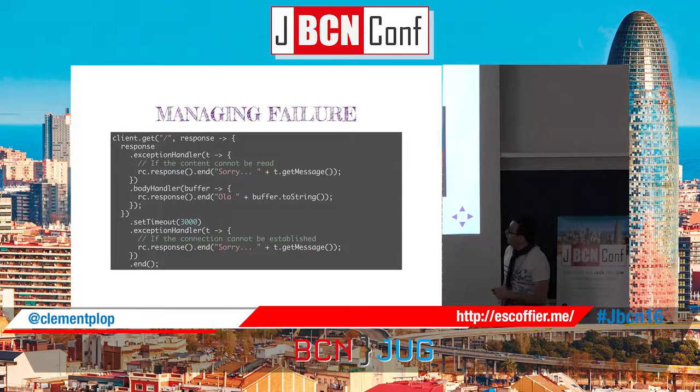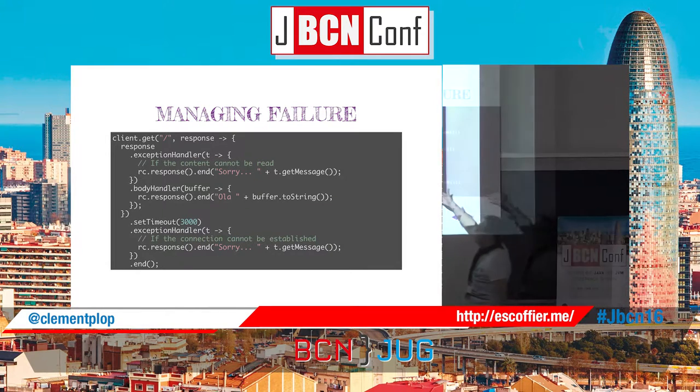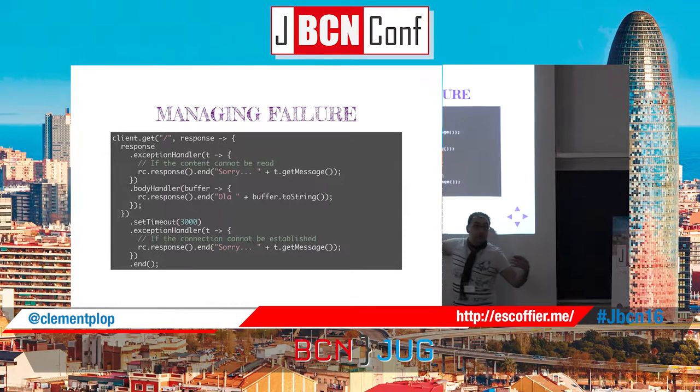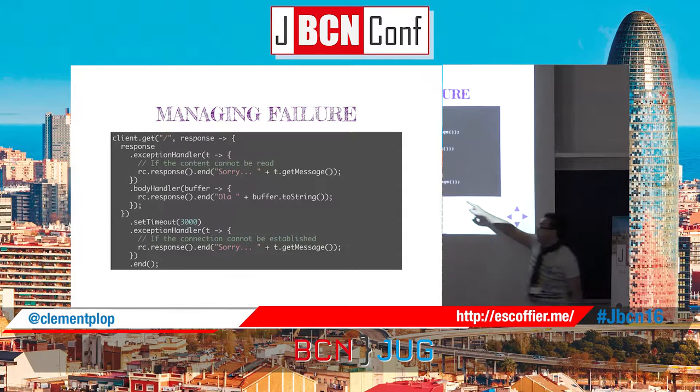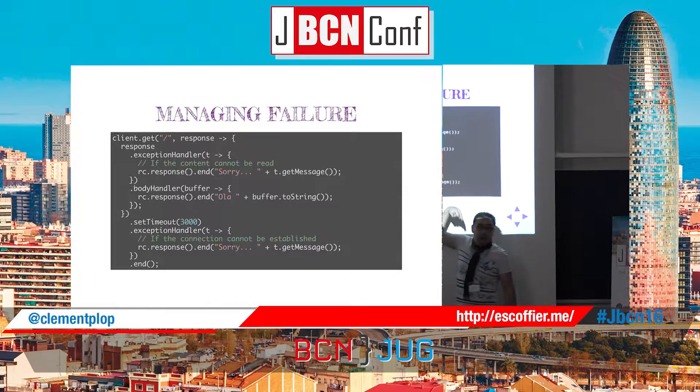We have two exception handlers when we're doing HTTP. We will start with the first one. This one means that the connection with the server cannot be established. Why? Well, maybe the DNS resolution has failed or whatever. We can also add a timeout. That means we did the request, but we didn't have a reply before 3 seconds. And then the exception handler will be called automatically with a timeout failure.